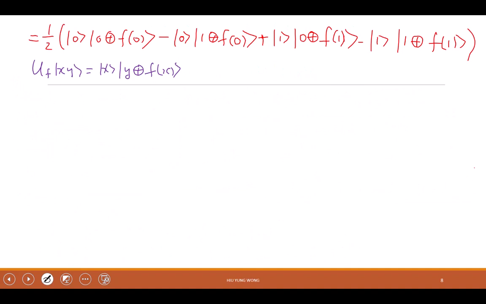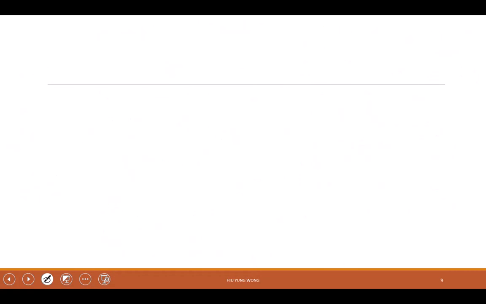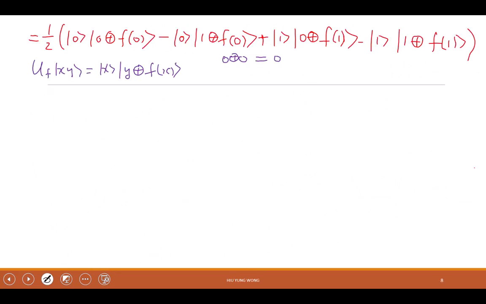What is exclusive or? Let's look at this. This is important. I want you to memorize. 0 exclusive or 0 equals 0. 0 exclusive or 1 equals 1. 1 exclusive or 0 equals 1. 1 exclusive or 1 equals 0. Try to look at this.